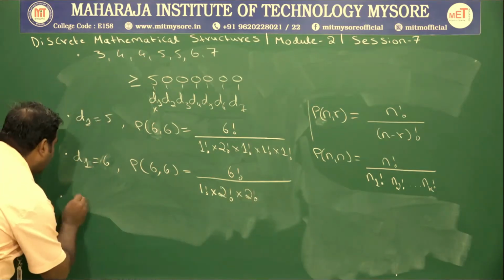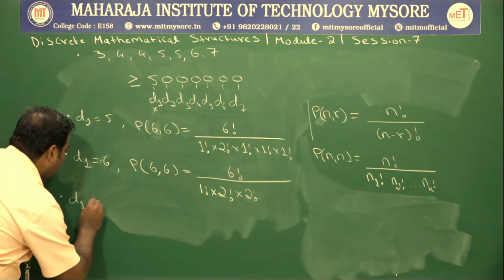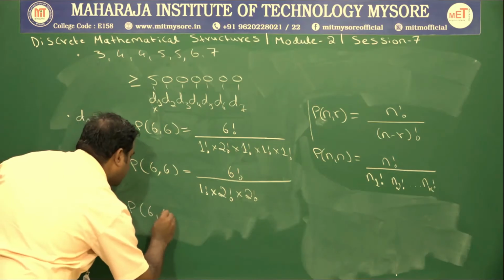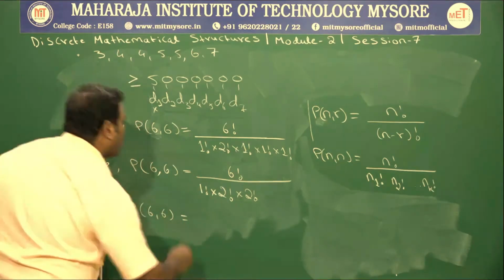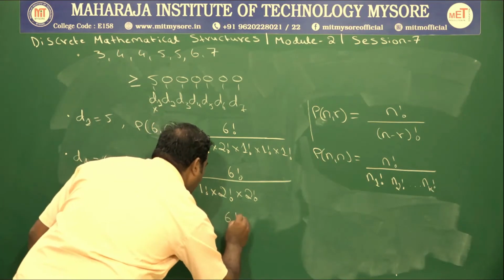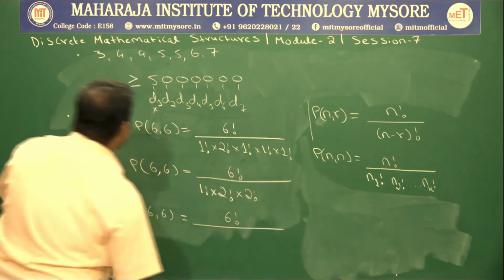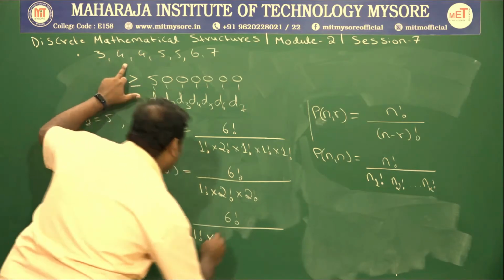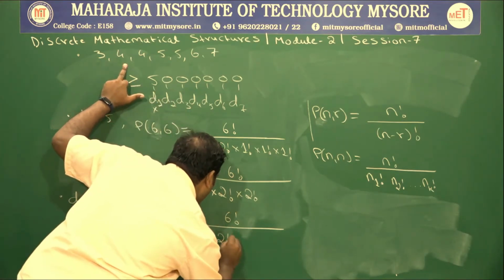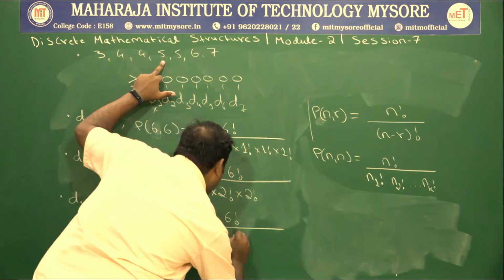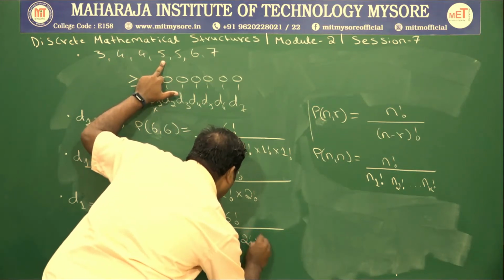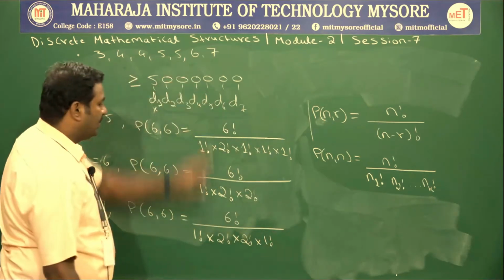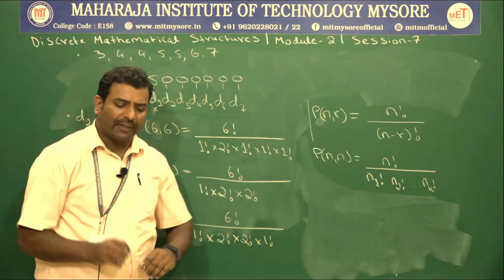Now just go for the next case, that is D1 equals 7. That is again P(6, 6), hence I am going to use this as 6 factorial. Similar to that, I am going to have 1 factorial multiplied with 2 factorial multiplied with 2 factorial multiplied with 1 factorial. So this is how I am going to solve this particular problem.